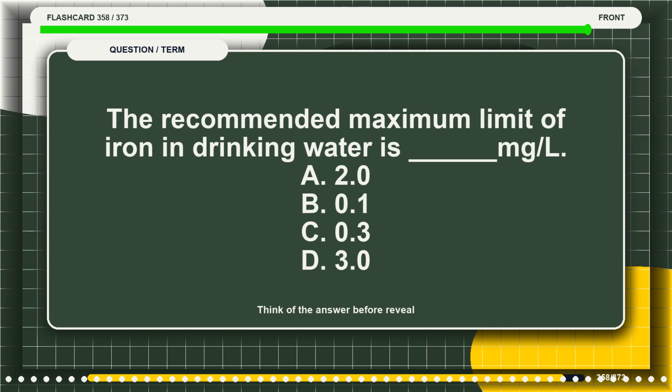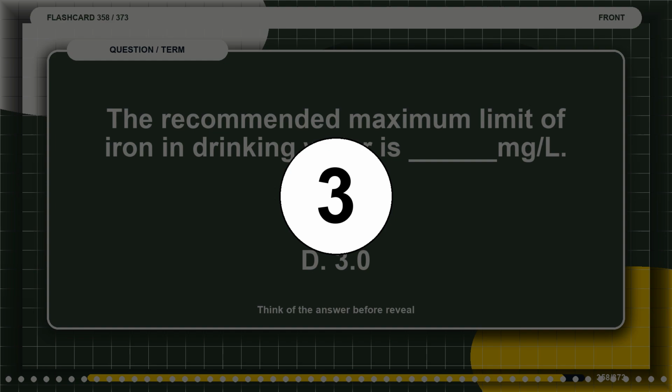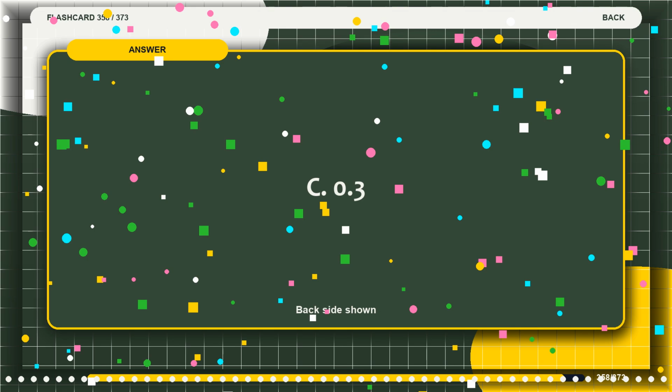Flashcard 358. The recommended maximum limit of iron in drinking water is blank mg/L. A. 2.0. B. 0.1. C. 0.3. D. 3.0. Think of the answer before the reveal. The answer is C. 0.3.